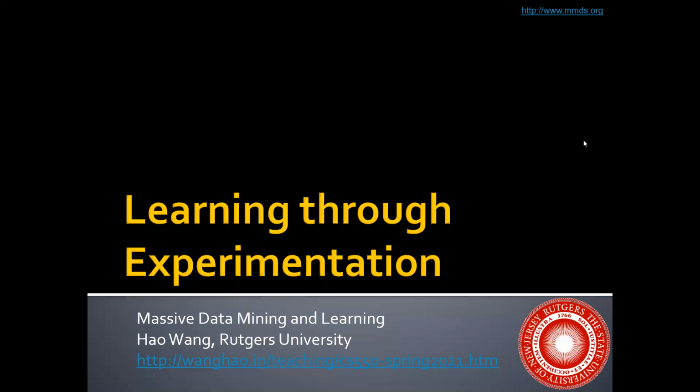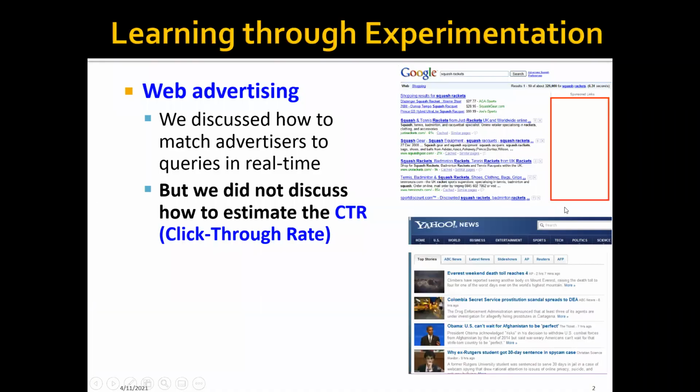In this lecture, we'll talk about another interesting topic, learning through experimentation and the multi-armed bandit problem. Remember that in the previous lecture, we talked about web advertising, and we already discussed how to match advertisers to queries in real time. But we didn't really discuss how to estimate the CTR, or the click-through rate. And we also didn't discuss how to handle the so-called exploration-exploitation problem.